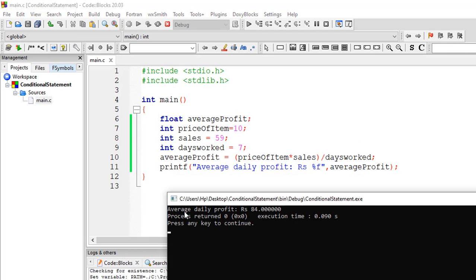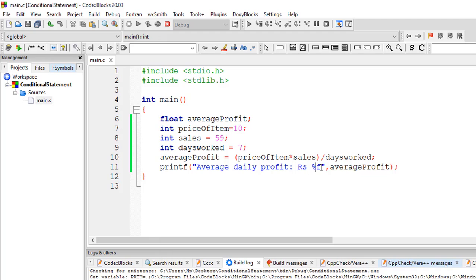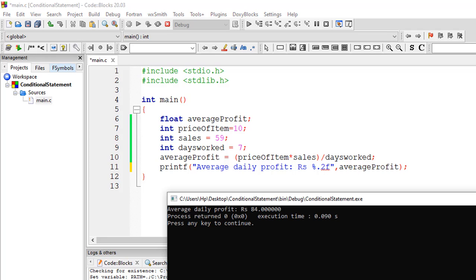It is giving me an average daily profit of rupees 84.000000. Why these zeros, and how many zeros? There are 6 zeros. I can do one thing. I can write here %f, and I want only a few decimal places after the point, so I will write about 0.2. I have written here 0.2, so the number of zeros after the point will be only 2.